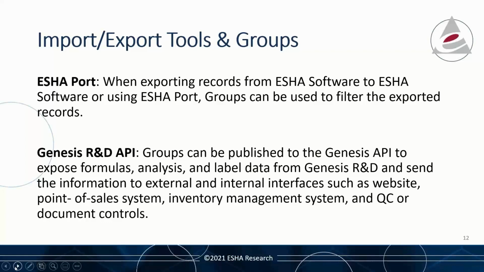And then the Genesis API is a software development tool that allows you to pull data out of the Genesis database into things like your websites, the digital reader boards, label printing, deli scales, or other systems. So like ESHA port, you can use groups to select or exclude records from the information that you pull from Genesis. And with the API, you can then publish it to those other systems.